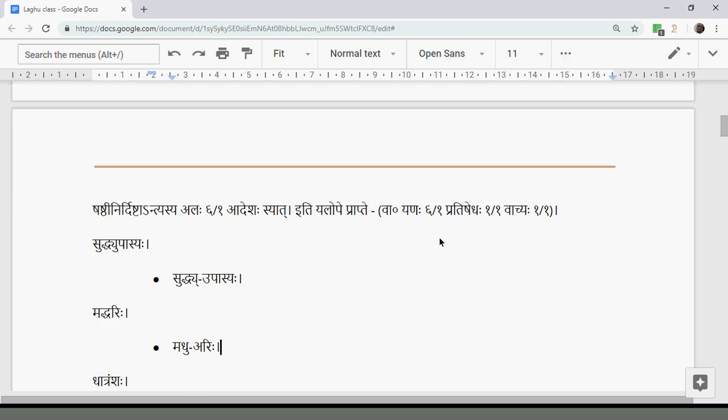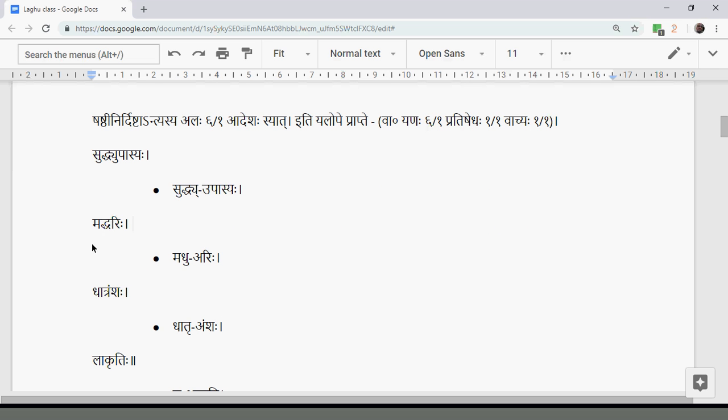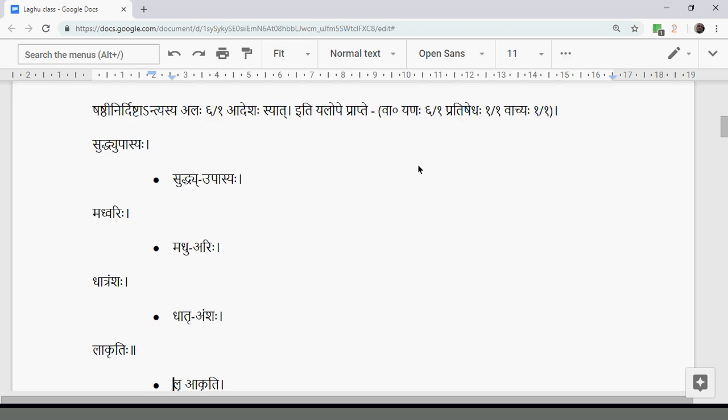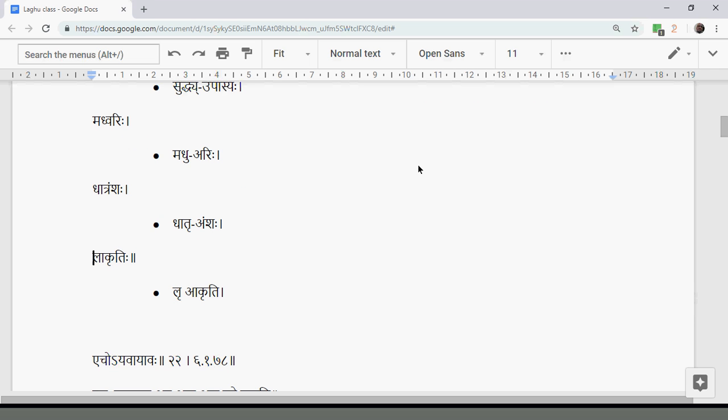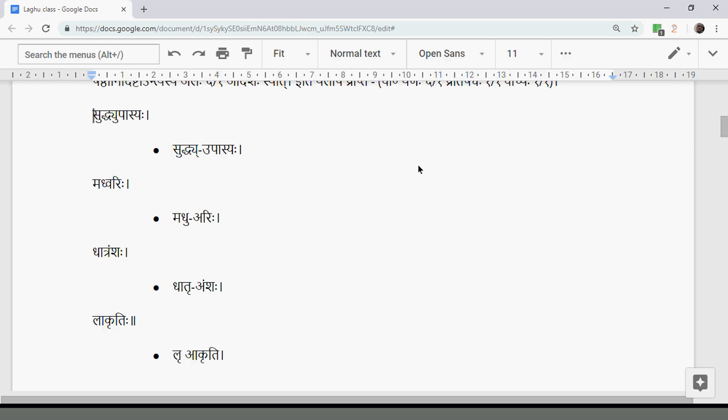Sudyupasya. Other examples given here: Madhvari, from Madhu and Ari, are examples for iko yanachi. Here you see yakara is an adesha by yan, and Madhu ari will become Madhvari, where vakara is the adesha. Then in dhatrosha, repha is an adesha, and in lakruti, lakara is an adesha. We will see more of this in the next part tomorrow. I will explain this, and sanyogantasya lopa also I will explain.